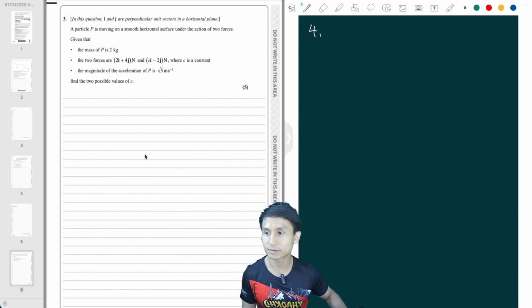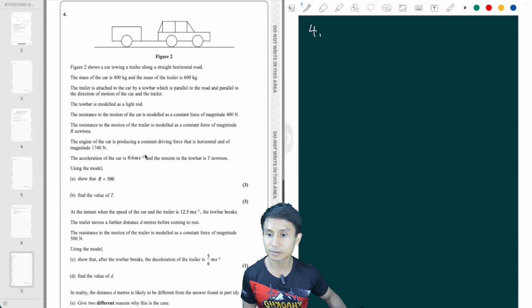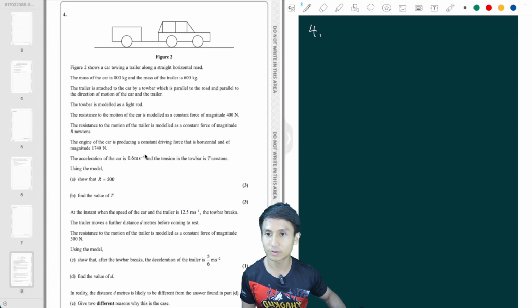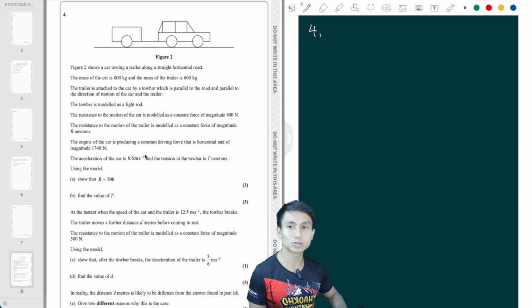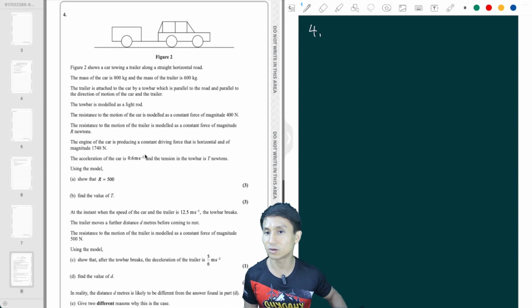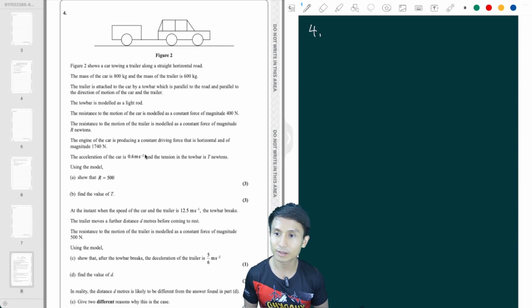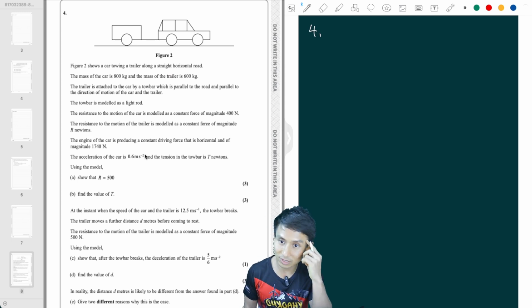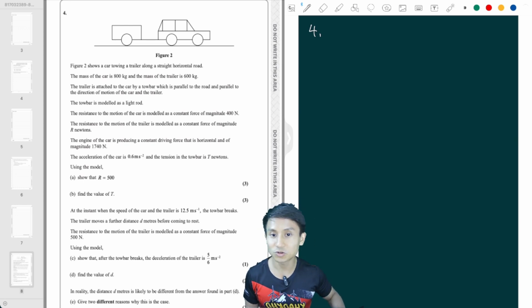Number 4. Okay, here we go. Figure 2 shows a car towing a trailer along a straight horizontal road. The mass of the car is 800, and so on. The towbar is modeled as a light rod, and the resistance to the motion of the car is modeled as a constant force. Guys, you can just take your time to read the question here. I think I'm done.